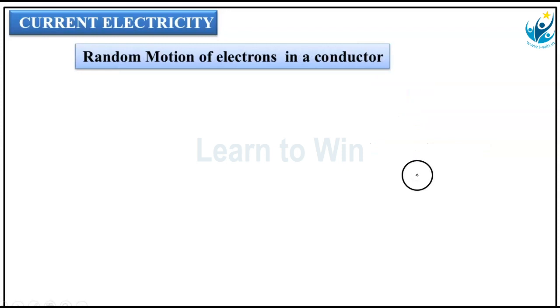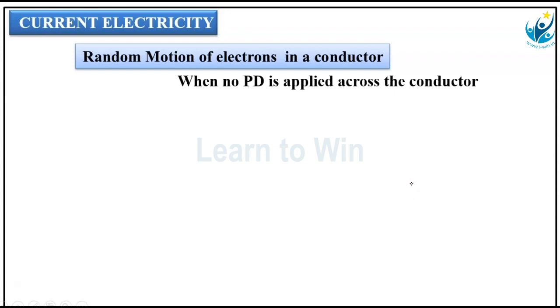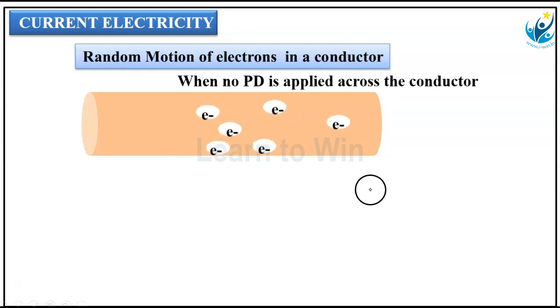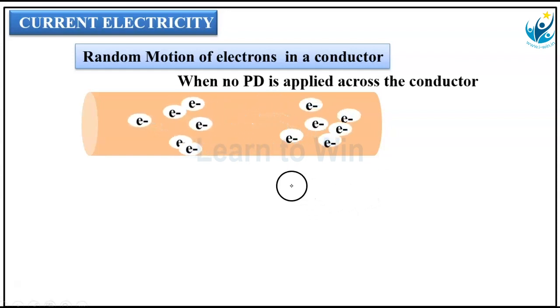Random motion of electrons in a conductor. Due to random motion, the free electrons collide with positive metal ions at high frequency. Observe here, these are the random motions. Due to that random motion, they collide with positive ions and undergo a change in direction at each collision.